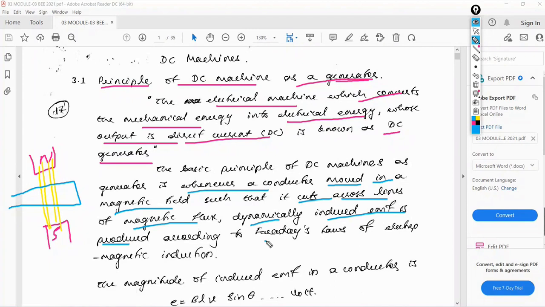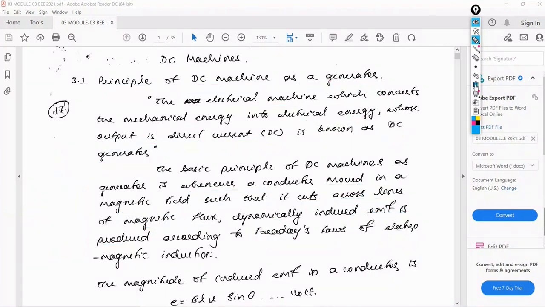That is according to Faraday's law of electromagnetic induction. The relative motion between magnetic flux and the conductor will cause the induced EMF. That is called the dynamically induced EMF. How will the DC generator work? Based on the dynamically induced EMF principle. This is the principle of the DC generator.